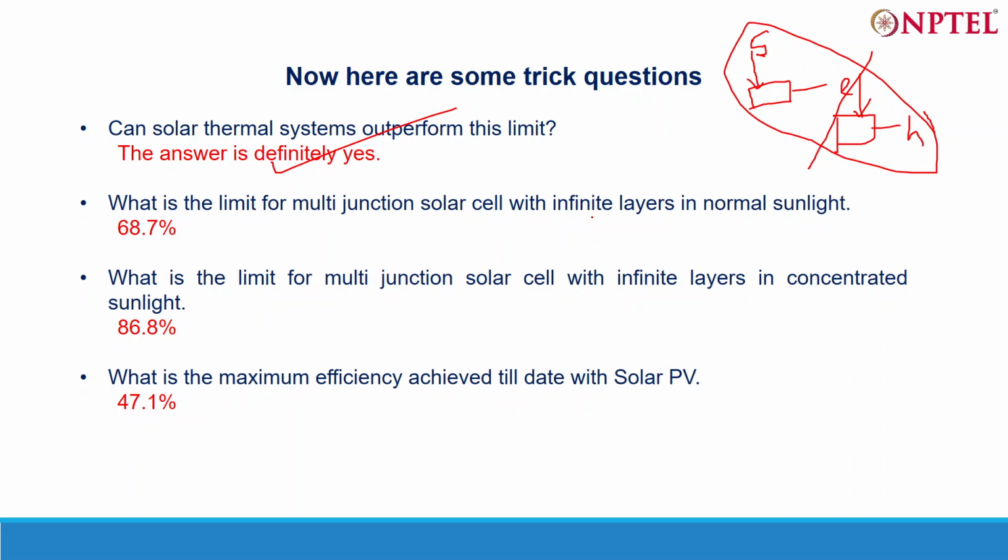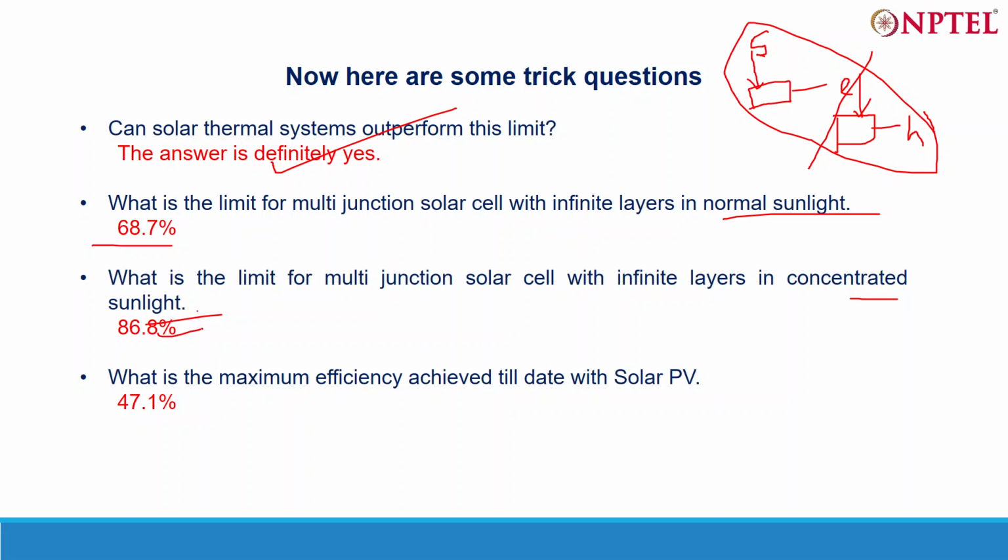What is the limit of a multi-junction solar cell with infinite layers in normal sunlight? It's 68.7%. And the same with concentrated sunlight is 86.8%. You can note down these values. These can be asked in the final exams of NPTEL also. There can be a question: what is the limit for a multi-junction solar cell with infinite layers in concentrated sunlight? Or, the limit in normal sunlight is lower than in concentrated sunlight, comment on that. These types of questions can be asked.